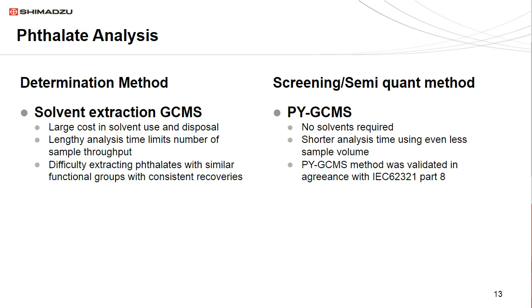Now, in the newer school method of screening/semi-quant method, we can use PY GCMS. Now, what are some advantages of the PY GCMS method? Well, there are no solvents required. On top of this, the analysis time is not only much shorter, but we use even less sample volume. A huge bonus to the PY GCMS is this method was actually validated in agreement with the IEC 62321 Part 8 Accord.